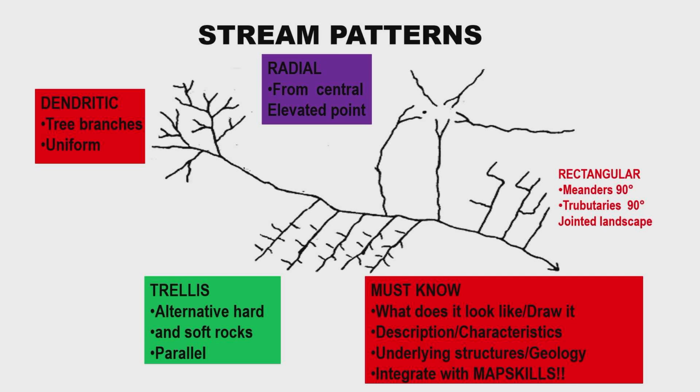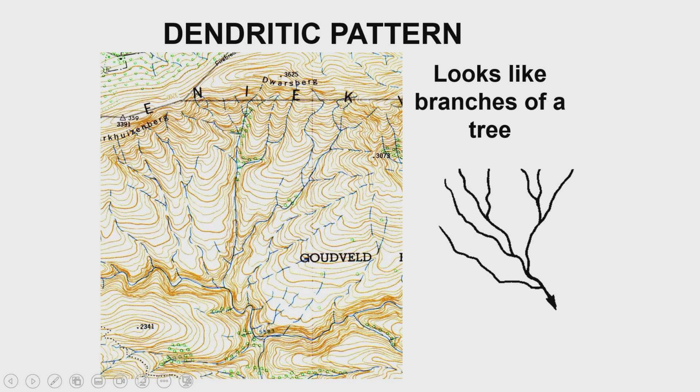The focus of today will therefore be integrating these patterns with map skills, how you identify them on a map. I'm not going to be doing all these patterns because we have to manage time, but I'll be taking a few of them as we move along. Okay? Let's look at the dendritic pattern. It looks like branches of a tree.